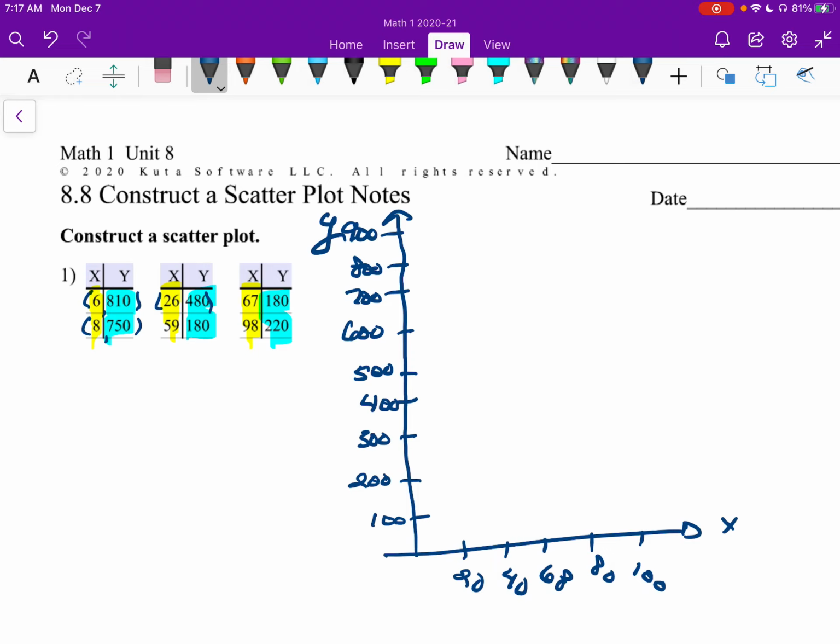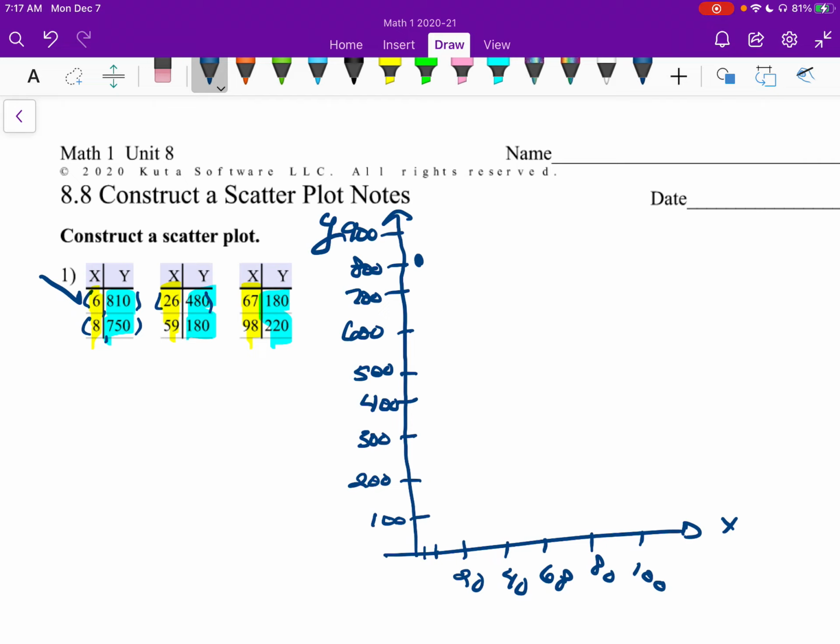Now we just go and we plot the points. So first we have the point 6, 810. So 6 is going to be pretty close to the axis. Whenever I look here, I'd say this right there would be 10, so this would be 5, so probably somewhere in that region. And then just a little bit above 800, so maybe like right there. Whenever we have these huge margins between our tally marks, you just kind of have to guess. You kind of have to just do whatever would make most sense.